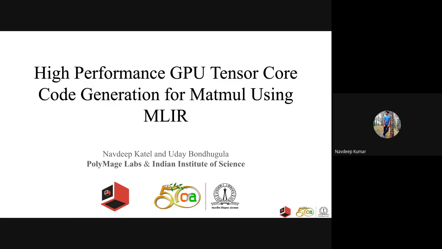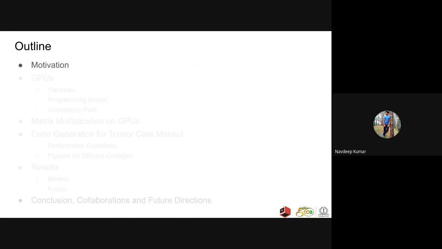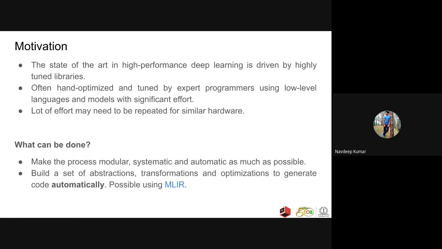Thanks. Thank you for the introduction. The topic of today's talk is high performance GPU Tensor Core code generation for matrix multiplication using MLIR. We'll start off with some motivation, what motivated this work. The state-of-the-art in high-performance deep learning is primarily driven by hand-tuned libraries. These libraries are often written by expert programmers and then tuned further using some low-level programming.